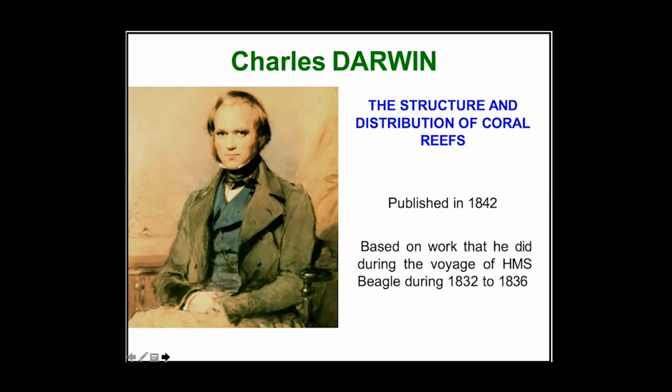And one of the people that pioneered some of this, although he's not particularly well known for it, was Charles Darwin. And he did publish a book, The Structure and Distribution of Coral Reefs. It was published in 1842. And he based it on work that he did when he was on the voyage of the HMS Beagle between 1832 and 1836. Remember that when he did this, there were no satellite maps and none of the information we have now. Scuba diving didn't exist. So this was done with very rudimentary tools. But what it reflects is a very keen sense of observation and interpretation.